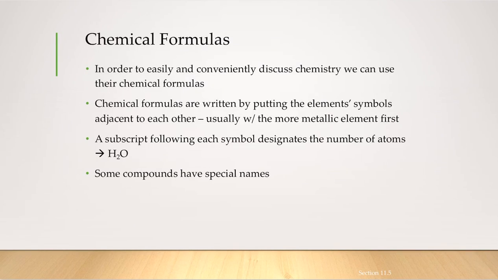Okay, next is the chemical formulas. In order to easily and conveniently discuss chemistry, we can use chemical formulas. Chemical formulas are written by putting the element symbols adjacent to each other. Say, for example, if you want to write the molecular formula of water, then we know that there are two hydrogens. The two should be a subscript on the right side of hydrogen, and there is only one oxygen.